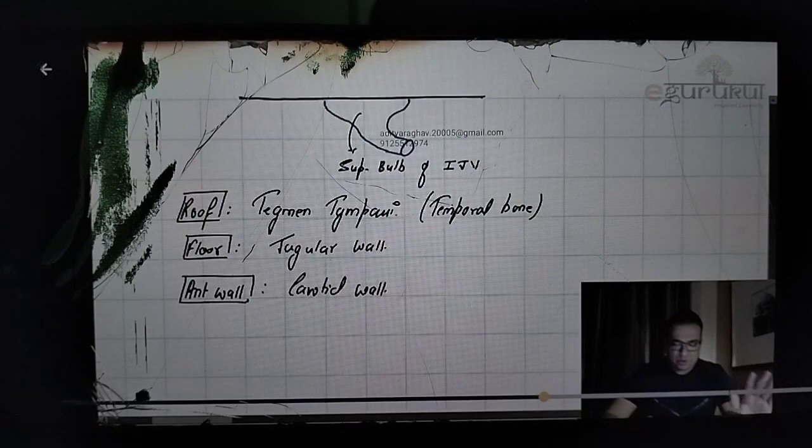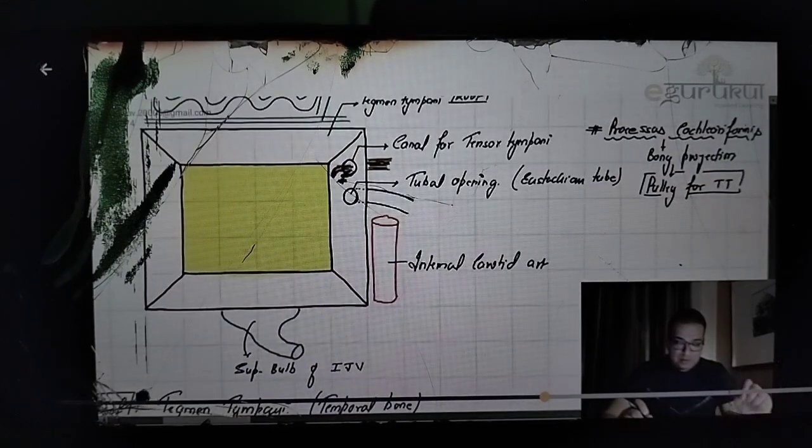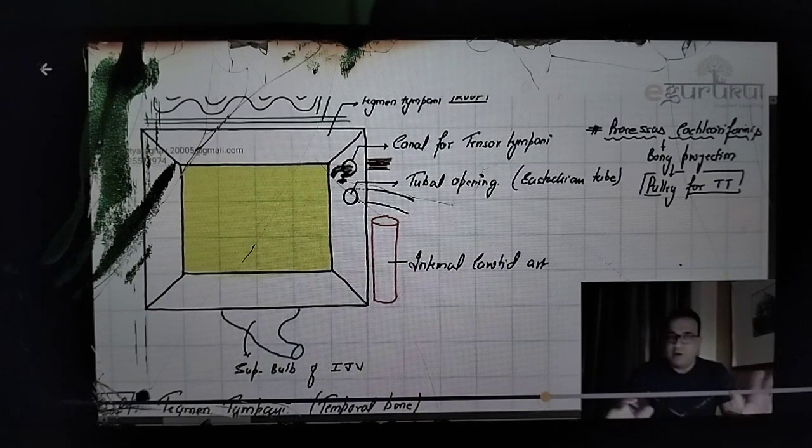Makes sense? Tegmen tympani, jugular wall, carotid wall. So till now we have discussed three walls. Before I discuss the remaining, we have the medial wall and the posterior wall. The lateral wall we have already discussed, which is the tympanic membrane.